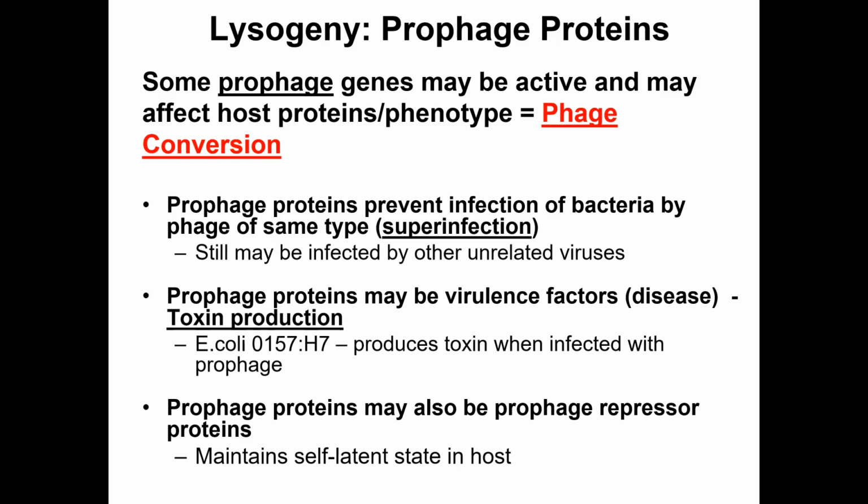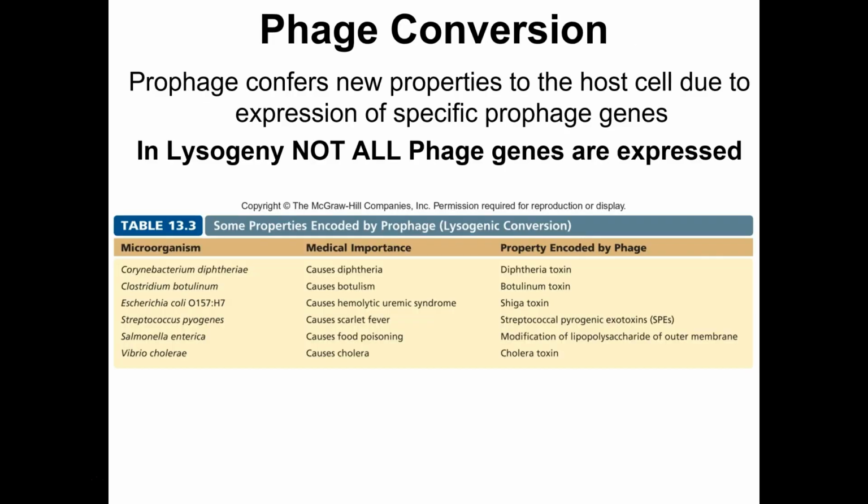The second one's a scary one. Many prophages come with genes for producing pathogenic toxins. This is a shockingly long list of bacterial pathogens that are only pathogenic because of toxins from prophages. Diphtheria, botulism, I'll skip that one, scarlet fever, food poisoning, cholera. All of these are the result of bacteria that happen to harbor a prophage that just happens to have a gene for a nasty toxin.